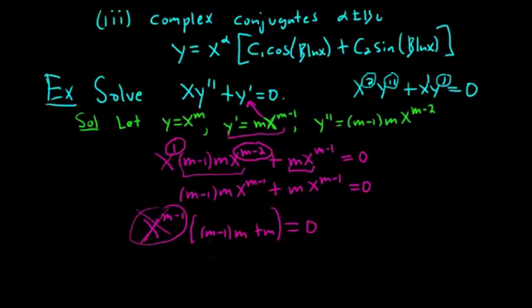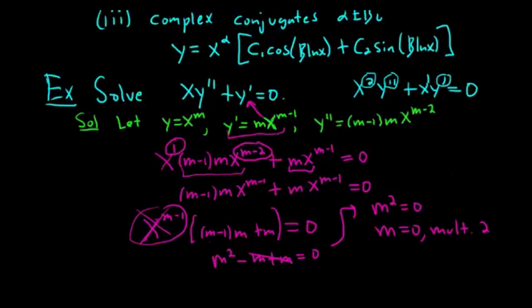So you would get m squared, distributing, minus m, and then plus m. Oh, wow. Pretty cool. The m's cancel. So you get m squared equals 0. So m is equal to 0, and this has multiplicity 2 because it's repeated twice. Multiplicity 2, because it's really m minus 0 squared. So it's a repeated real root of multiplicity 2, and that root is 0.